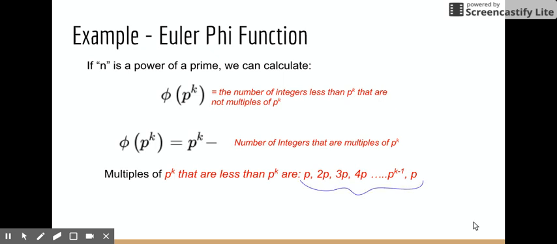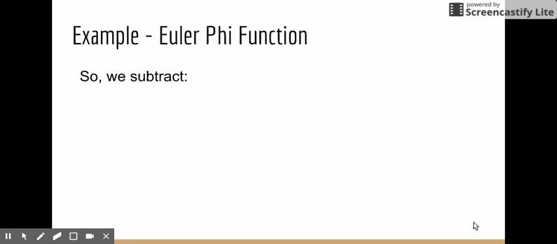Now there are p to the k minus 1, many of these. So what we want to do is subtract them all from p to the k. Then we get a formula. Phi of p to the k is equal to p to the k minus p to the k minus 1.